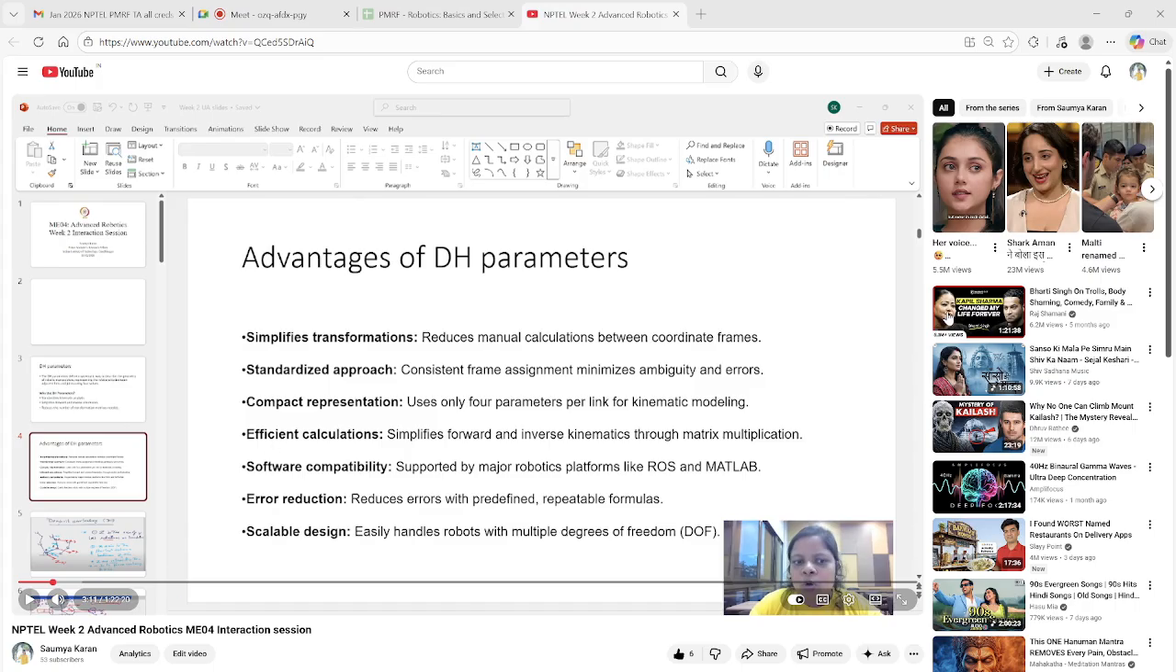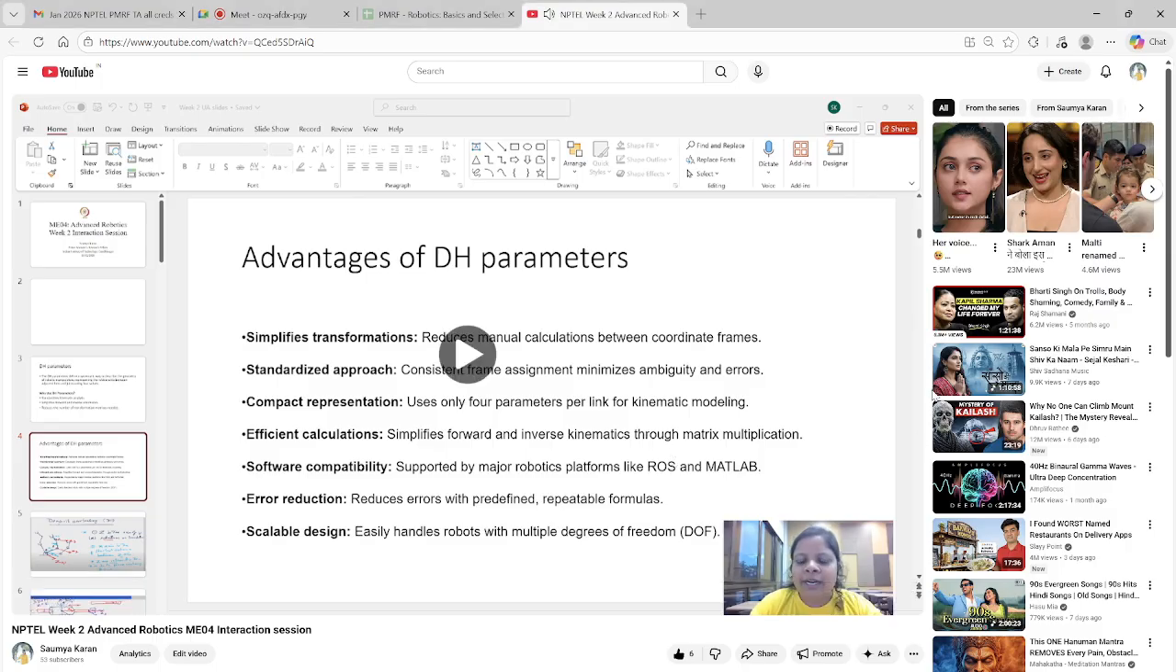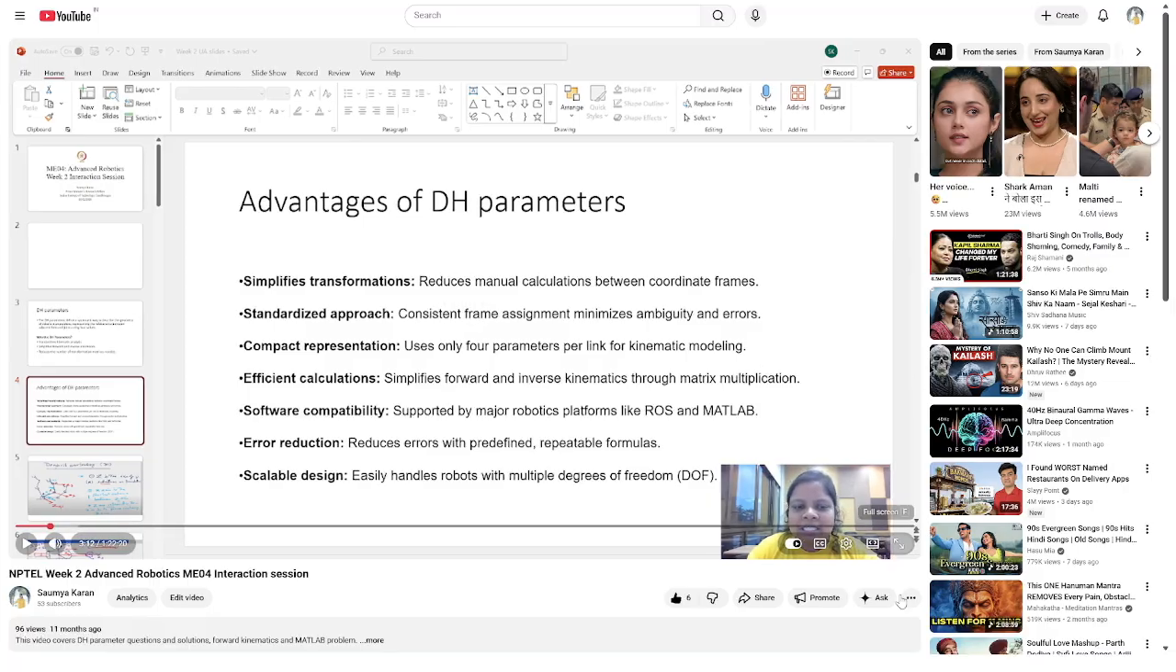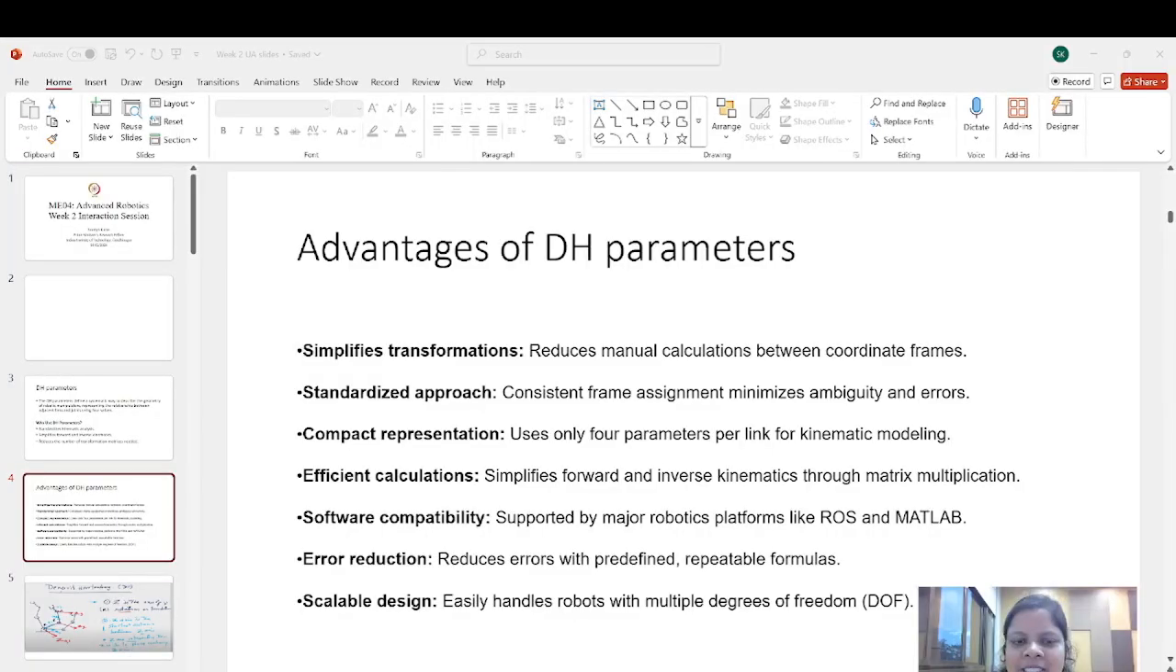Okay, so what I'll do is I'll use Excel. Just a second. So see what we are doing. From here only I'll tell you. What happens with DH parameters is that it simplifies your transformation. It reduces your manual calculation between the coordinate frames, right? Because we just have 4 parameters now and we do not have all the parameters that we need to deal with while we are multiplying with rotation matrices and thinking about translations and everything.